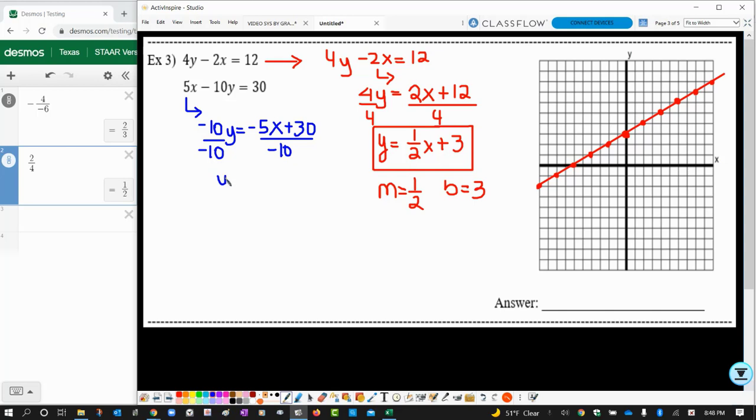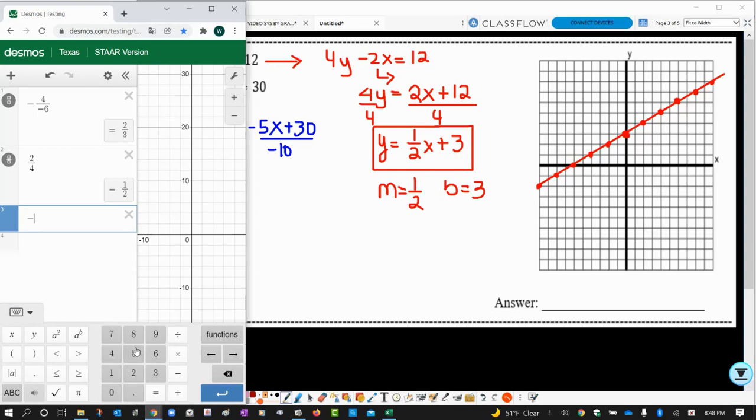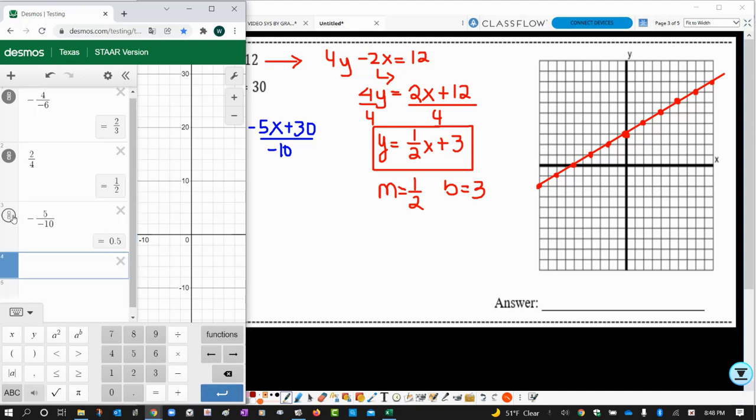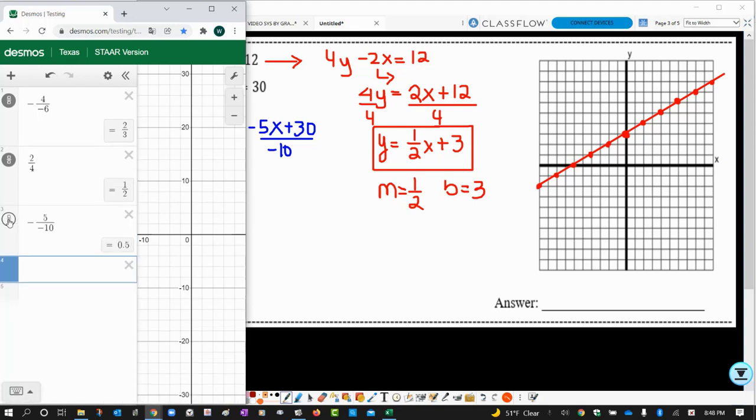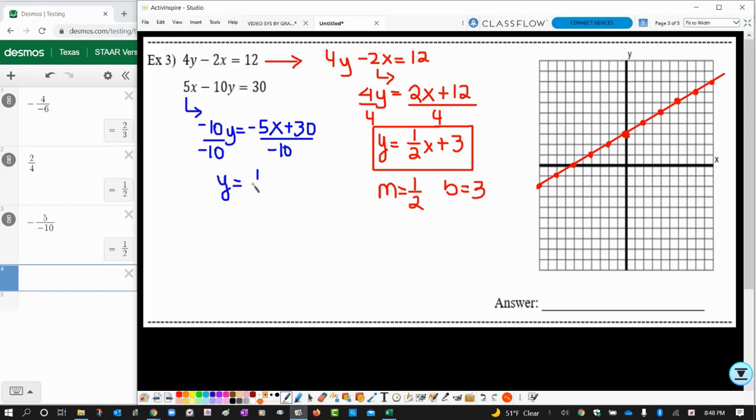Okay, and then we get the y alone. And then we do negative 5 divided by 10 on the calculator. Let's see what we get. We get 0.5. You click right there and change back to a fraction. So this would be 1 over 2x. And then 30 divided by negative 10 is negative 3.